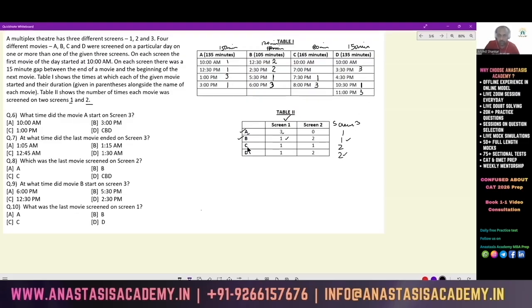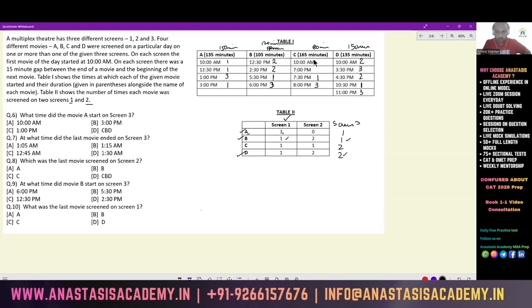Now see, this is taken care of. The entire row of B is taken care of. The only two slots left are for screen 2 and screen 2. This is entirely done. So the row of D is also taken care of.